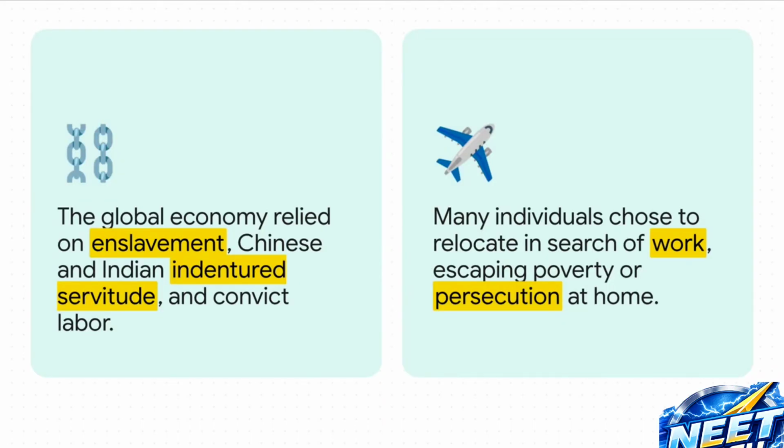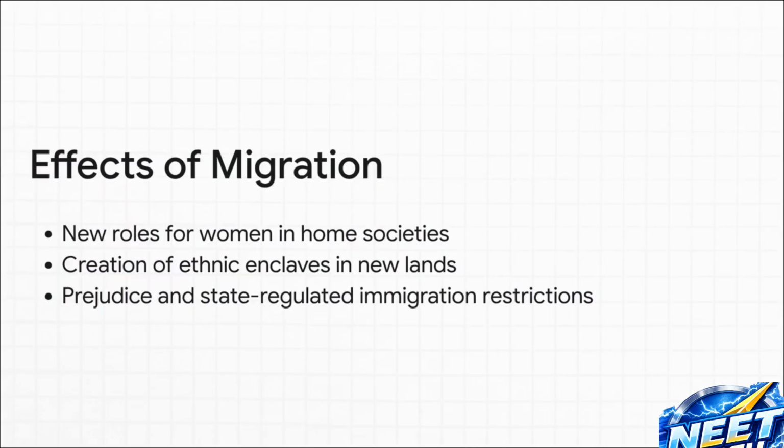Now, even though slavery was being abolished in most places, the need for cheap workers didn't go away. This led to systems like indentured servitude, where millions of Indian and Chinese laborers signed harsh contracts to work on plantations or build railroads. But at the same time, there was also massive voluntary migration, as millions of people, especially from Europe and Asia, chose to leave their homes to escape things like poverty and persecution, looking for a better life. The effects of all this movement were profound.